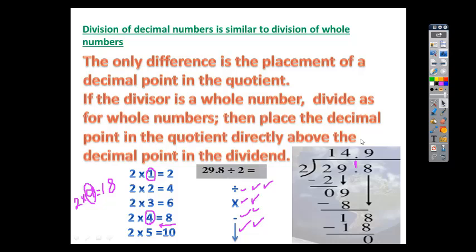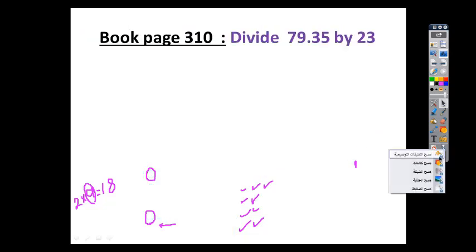So again, the only difference between dividing a whole number by a whole number and dividing a decimal number by a whole number is that you have to place the decimal point above, in the quotient, over the point in the dividend. Only this. Okay, let's see another example.